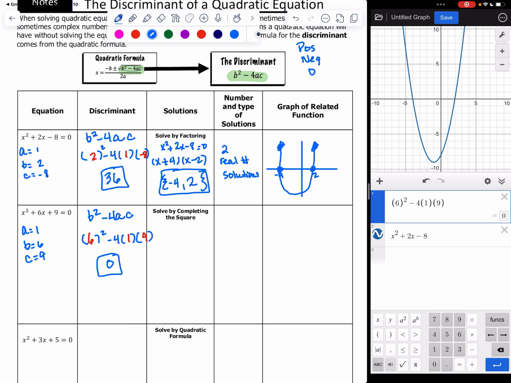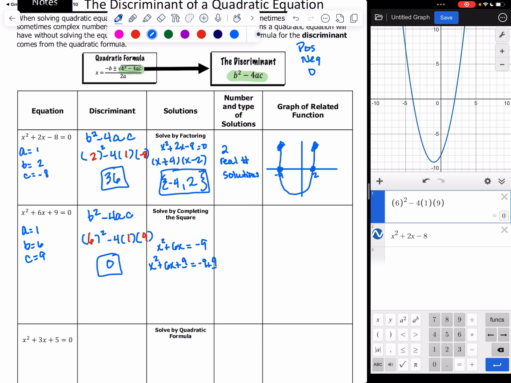So what I'm going to do, when we complete the square, remember we want to keep the variable terms on the left side, and we want to move the constants to the other side. Okay, then we're going to find the number that completes the square and add that number to both sides. So half of 6 is 3, 3 squared is 9, so I'm adding a 9 to both sides.